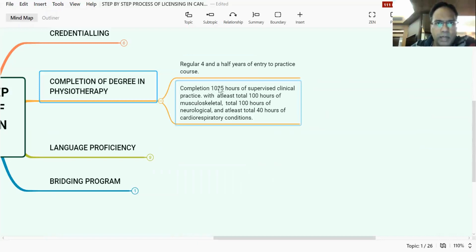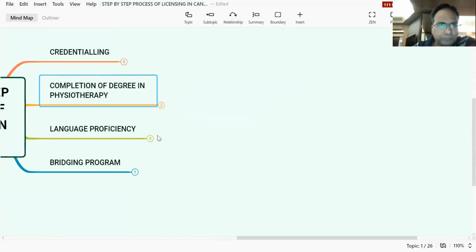Okay, you also would require 1025 hours of supervised clinical practice, with at least a total of 100 hours of musculoskeletal, 100 hours of neurological, and at least 40 hours of cardiorespiratory condition. And this is supposed to be supervised clinical practice, also required along with your bachelor's degree.